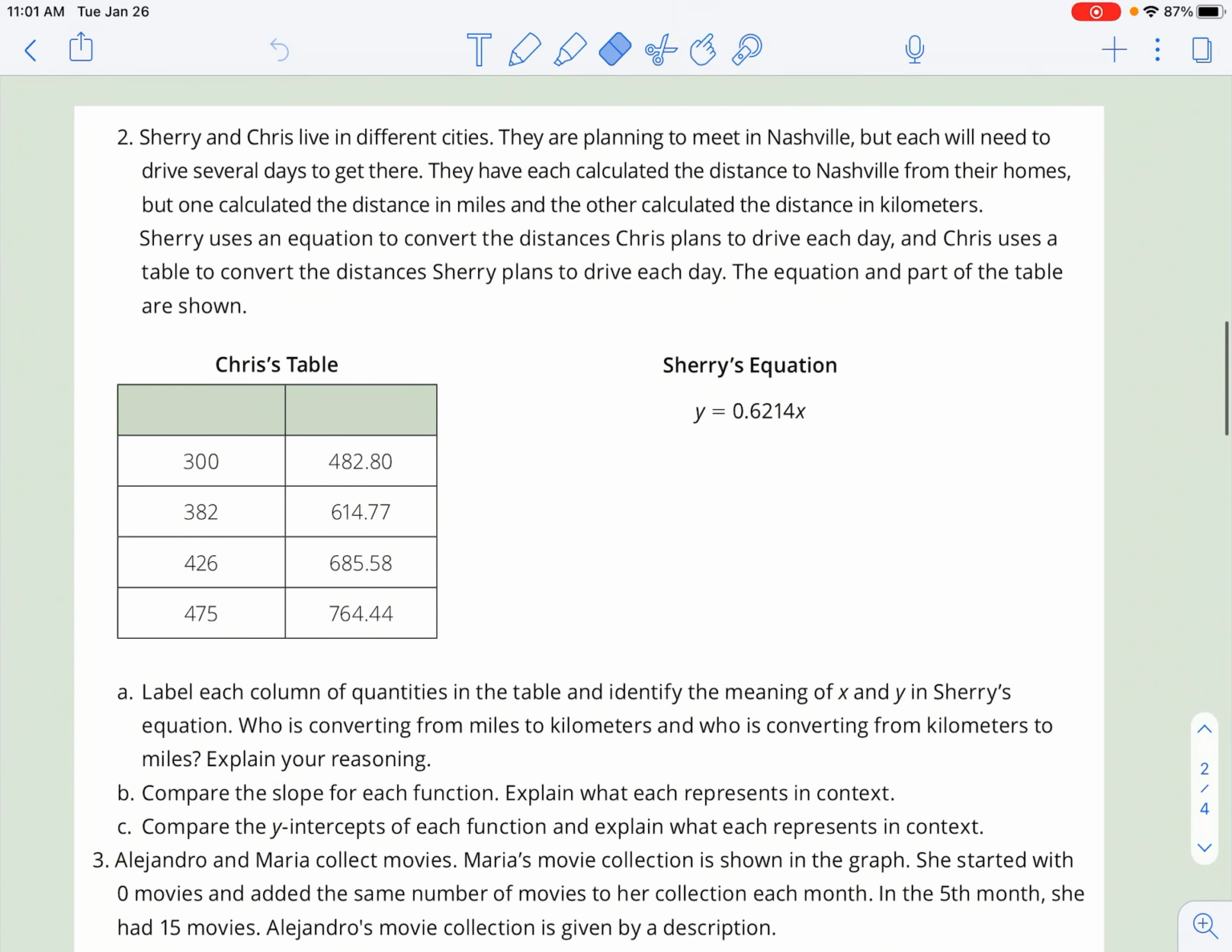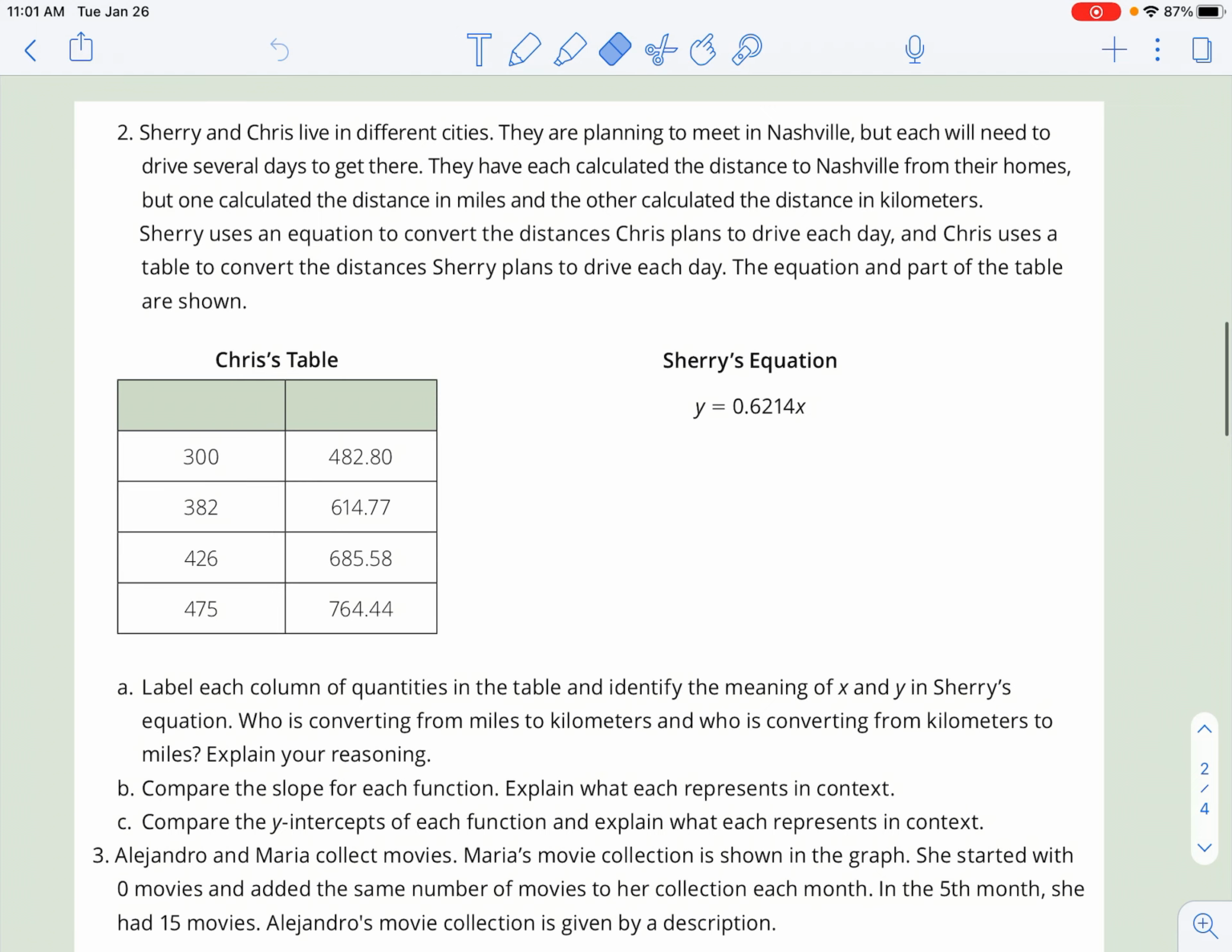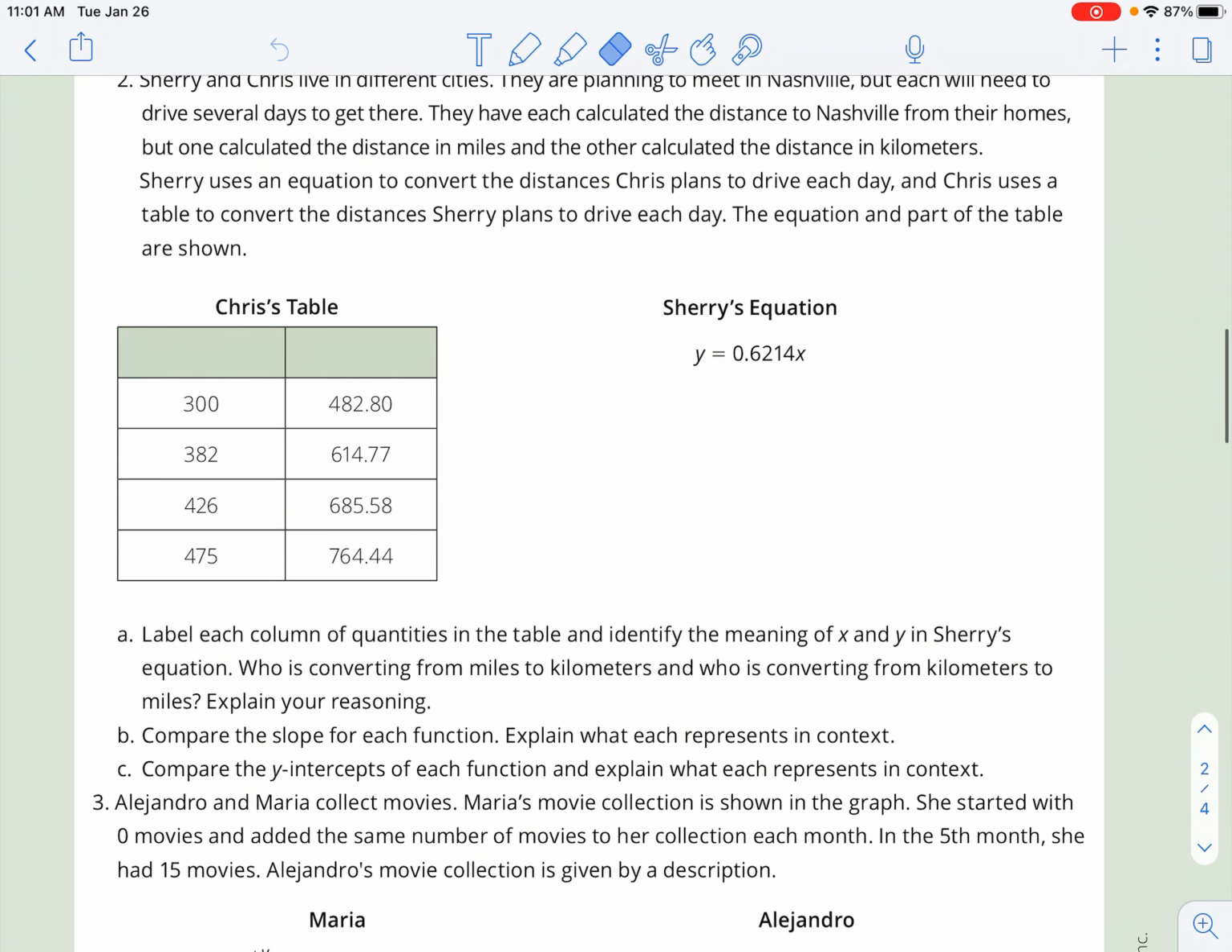Okay, for practice number 2, we're going to take this table here and answer A, B, and C, and do the same thing for the equation. Label the quantities in the equation. So we're talking about distance in miles and kilometers. This is my distance in miles. And this will be my distance then converted into kilometers.